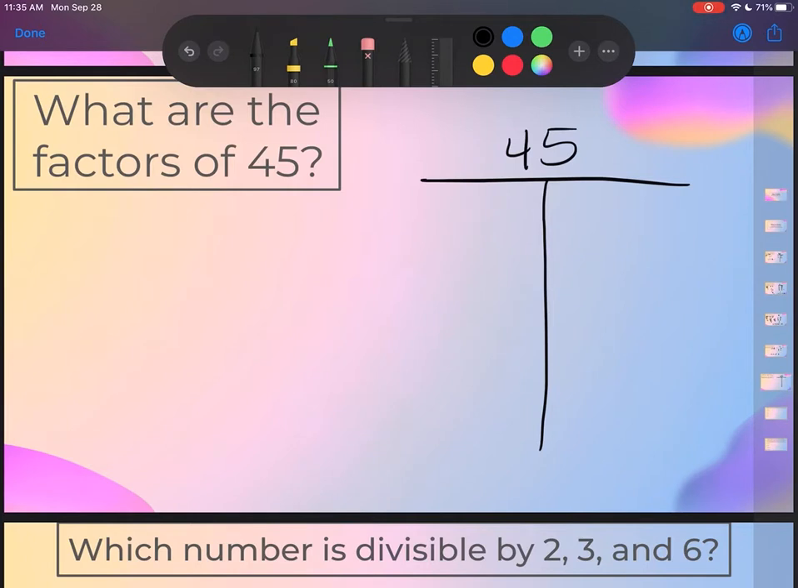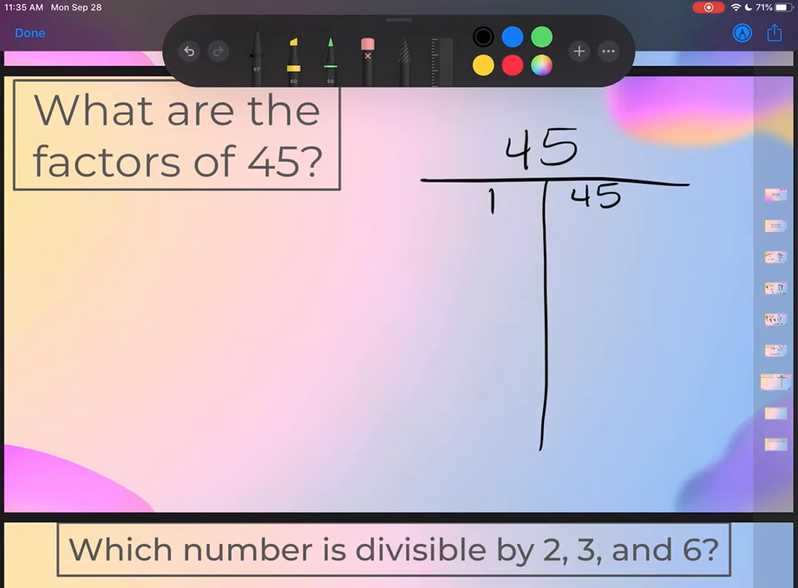So remember, 1 times whatever number you're dealing with is going to be automatically your first factors, right? 1 times 45 is 45. So now let's think about 2. In order for a number to be divisible by 2, it has to be even. So it has to end in a 2, 4, 6, 8, or 0. 45 ends in a 5, so that's an odd number. It cannot be divided by 2.